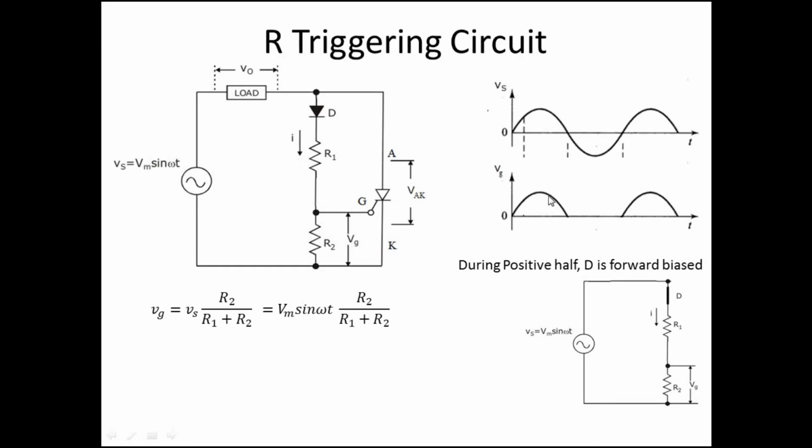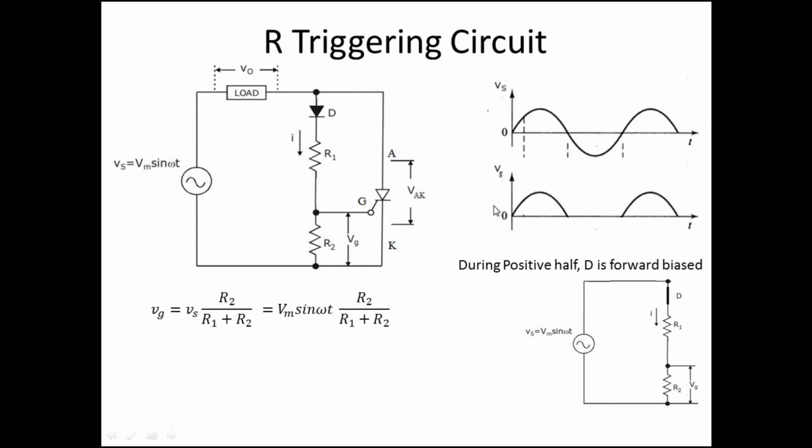So this voltage is given to the gate. We said that we have to trigger after some time, or control that angle, called the firing angle. So we have to fire at this point, and so on. We have to apply the gate signal only at a particular angle. Let us analyze how this is achieved using this R triggering circuit.